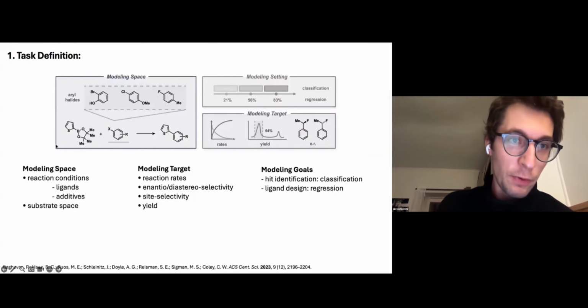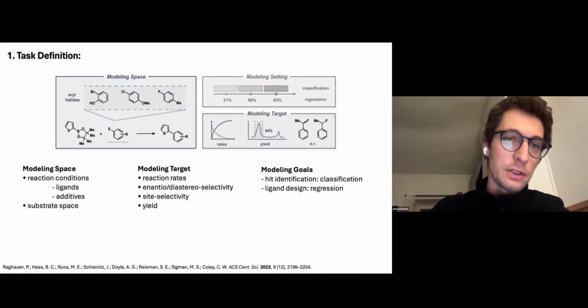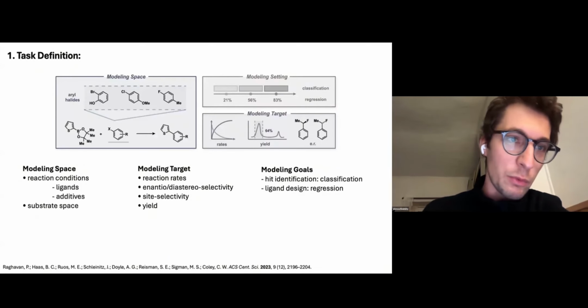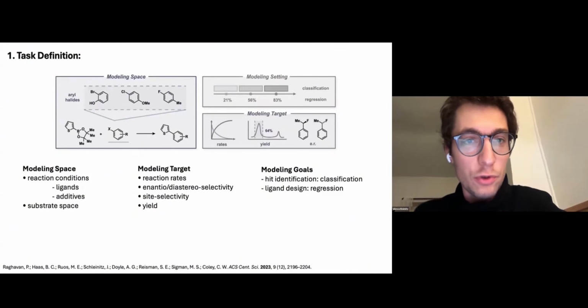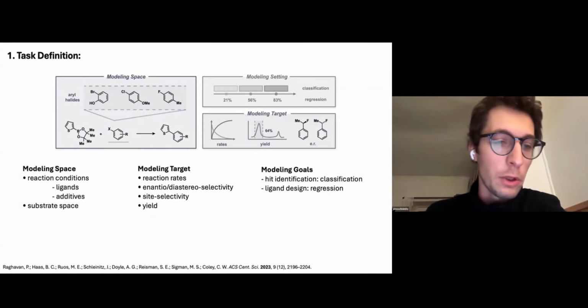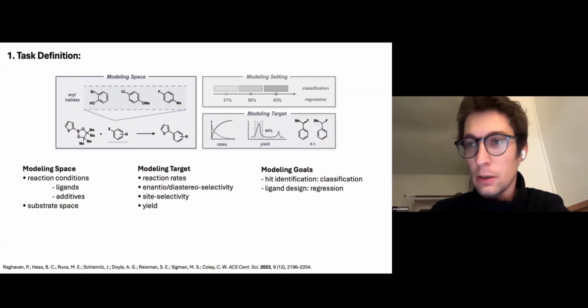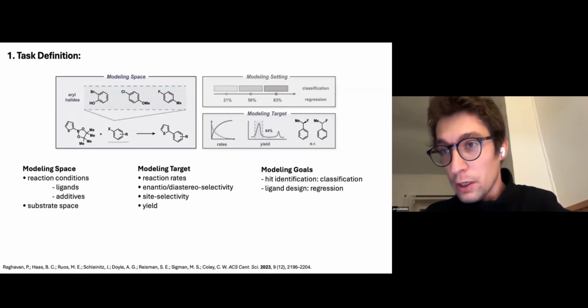And so the first task you need to do is to define your task. And when you want to refine a little bit of what that means, when you have a reaction, you have to choose what is the space you're going to model. So are you going to model substrates? Are you going to model reaction conditions? Are you going to model just the ligands? And then you have to think about what is the target you want to model.